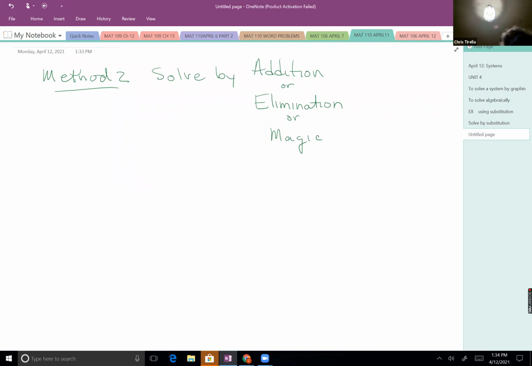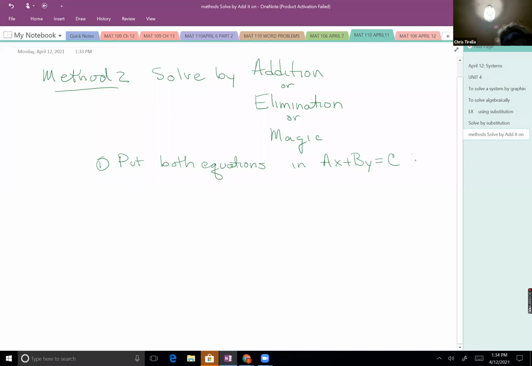In order to solve this way, the first thing that we want to do is put both equations in ax plus by equals c form. So what does that form mean? We want the constant alone on one side. We want the variable terms in alphabetical order.